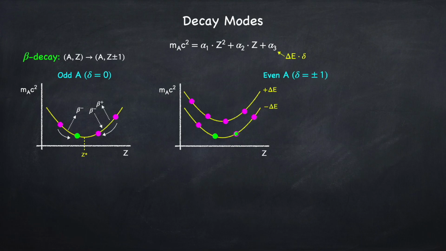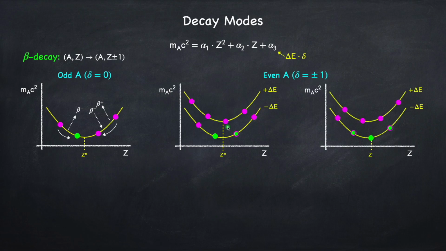Now there's actually two scenarios here. One possibility is that the closest nucleus to Z star lies at the bottom of the top parabola. Another possibility is that the closest nucleus to Z star lies at the bottom of the bottom parabola. So we have to consider both these situations. Let's start with this situation. In this case, this is our stable nucleus. This nucleus has too many neutrons.